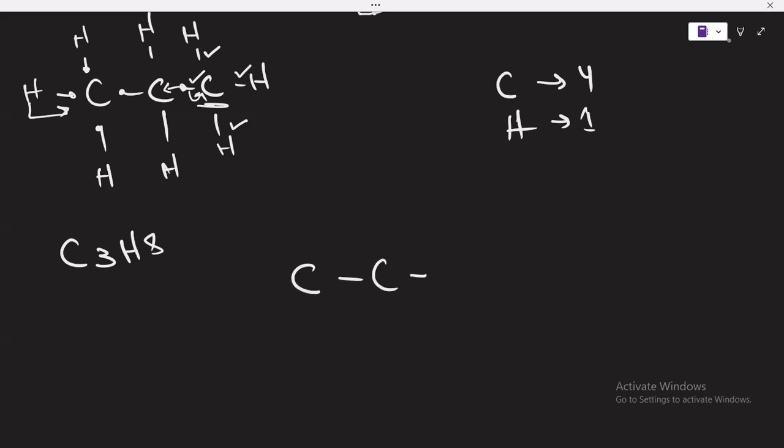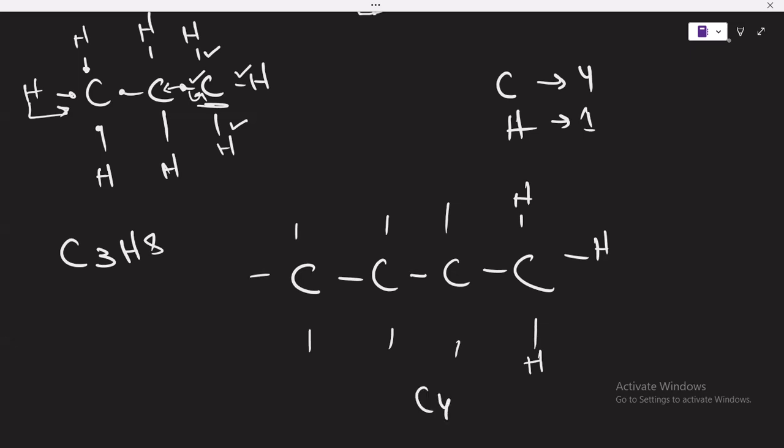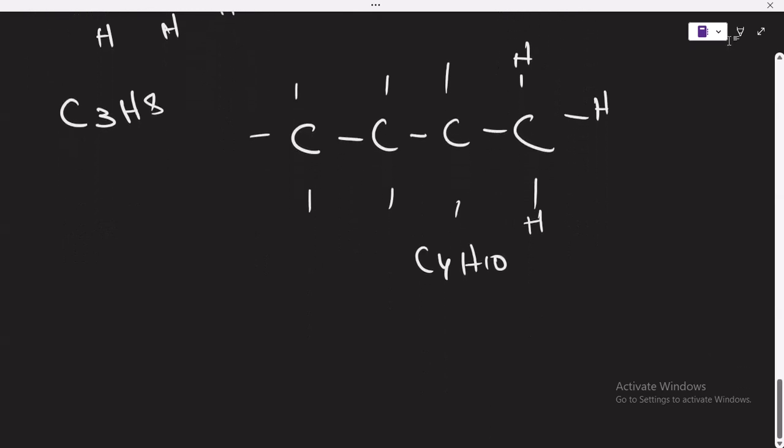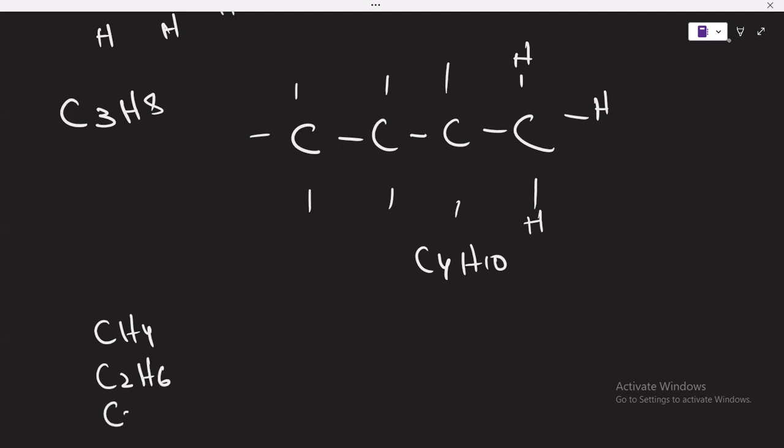Now if I draw another alkane molecule like this and consider these all the hydrogens, okay. So this now becomes C4, 1, 2, 3, 4, 5, 6, 7, 8, 9, 10. Okay, so this becomes C4H10. So if you notice here, from the top, you had a CH4. Then when you added one carbon, you get a C2H6. Then you added one more carbon, you get a C3H8. And then when you add one more carbon, you get a C4H10.